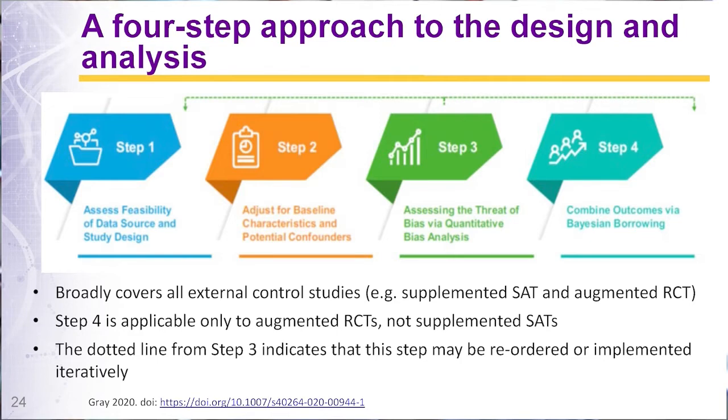Just note that this 4-step approach broadly covers all external control studies, including the supplemented single-arm trial and augmented RCT. Step 4 is applicable only to augmented RCTs, not a single-arm trial, so it's not always necessary to have a step 4. The dotted line from step 3 indicates that this step may be reordered. Another way to say it is that step 3 is not always step 3. It could be changed to step 2. It depends on the situation.